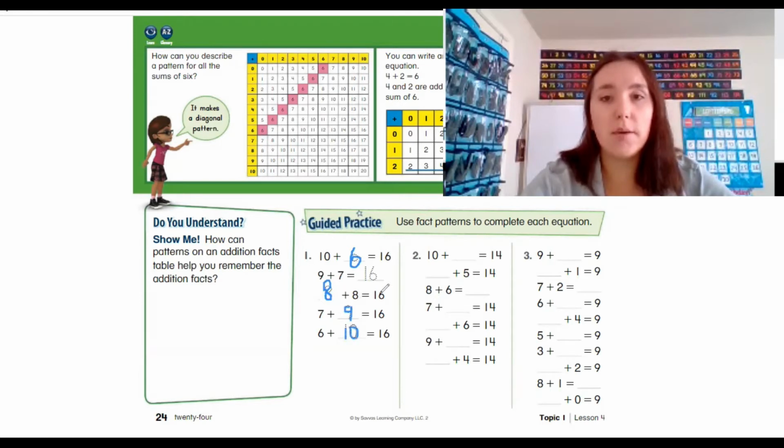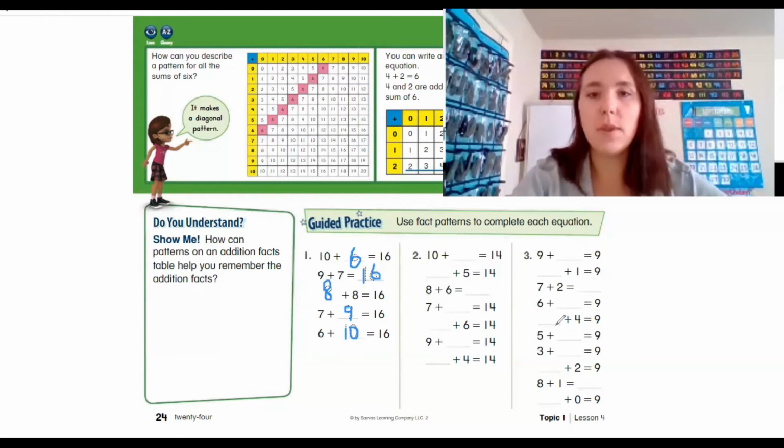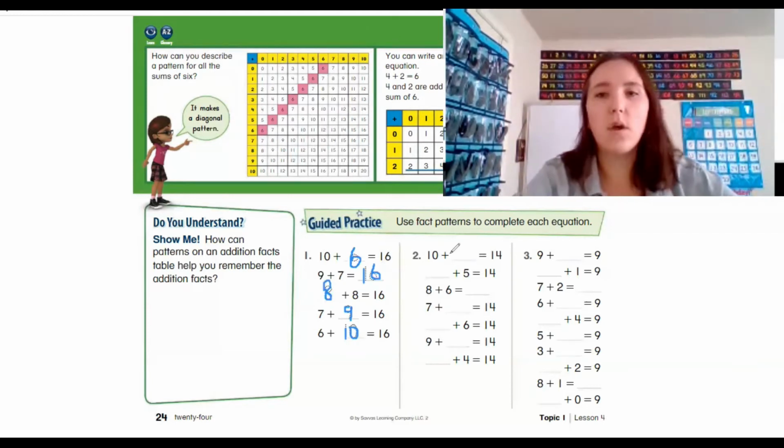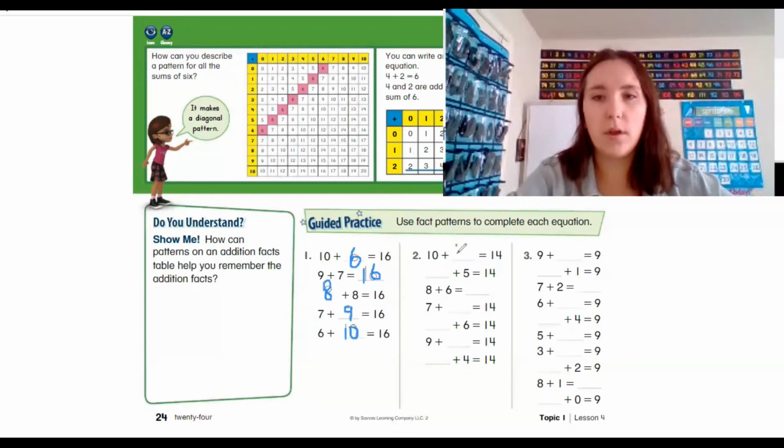Now we know that all of our sums should be the exact same. So this one right here is also going to be 16. Okay, this one's a little bit trickier because they have missing numbers. So on the first ones, we're going to count down. I know that 10 plus 4 equals 14. So if my addend increased by 1 over here, this addend has to decrease by 1. So 10 minus 1 is 9. So 9 plus 5 equals 14.